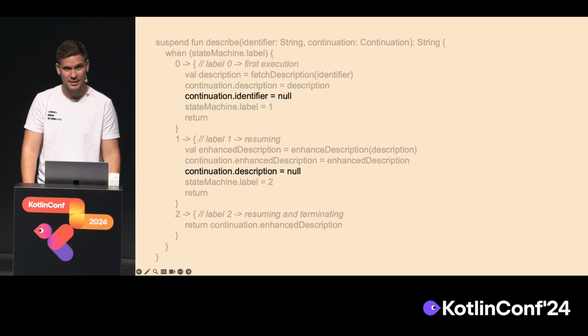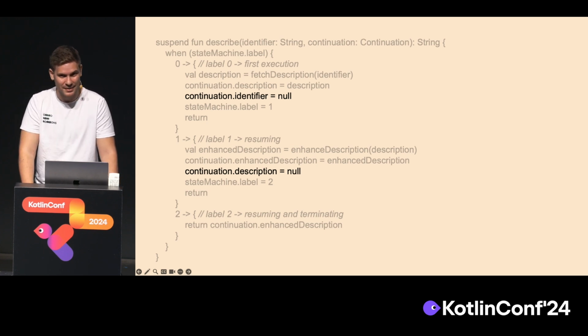But why does it do it? The answer is very simple: memory leaks. Imagine if your coroutine referenced a variable that retained 1 terabyte of data and then went to sleep forever. So that does not sound good.